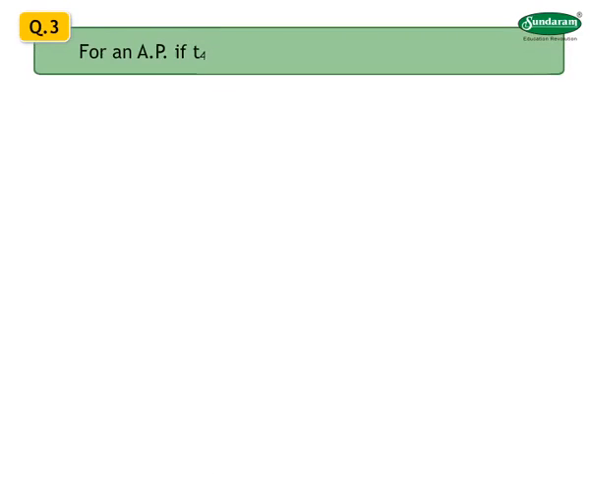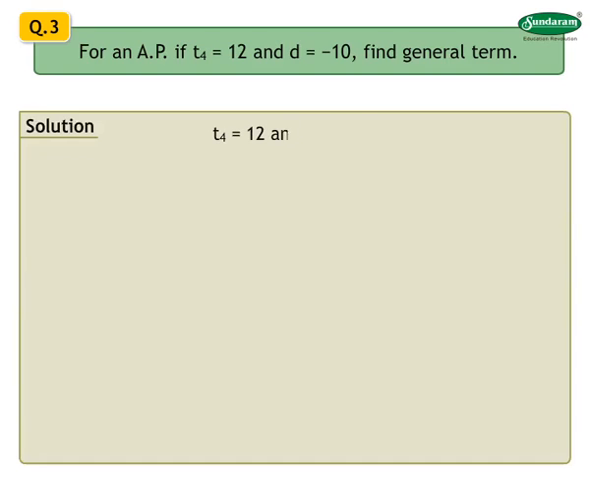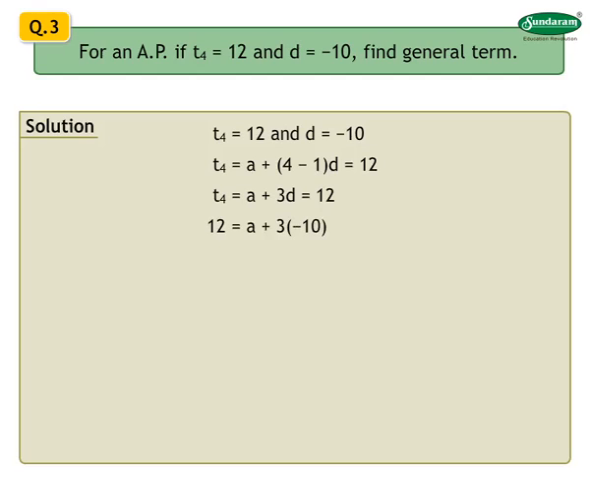Number 3. For an AP, if T4 is equal to 12 and D is equal to minus 10, find the general term. Solution. T4 is equal to 12 and D is equal to minus 10. T4 is equal to a plus 4 minus 1 into d is equal to 12. T4 is equal to a plus 3d is equal to 12. 12 is equal to a plus 3 into minus 10. 12 is equal to a minus 30. A is equal to 42.